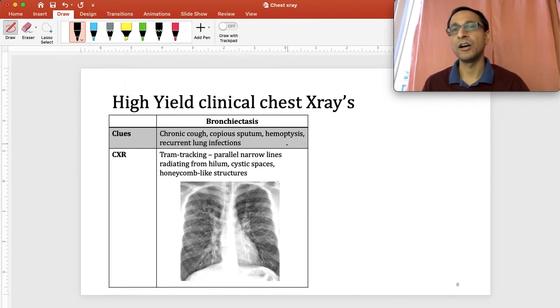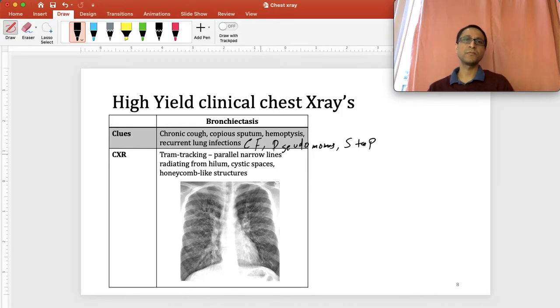infections. Pseudomonas and Staph aureus infections are very, very common, and this condition is also associated with cystic fibrosis. Pseudomonas infections and staph infections, very, very common. And again, these are all lung infections predominantly.